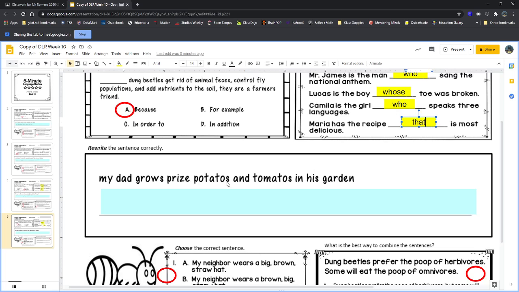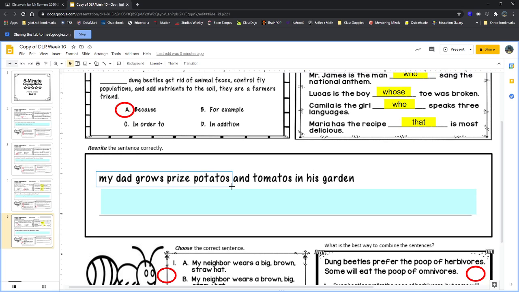So if I look at the first part of my sentence, my dad grows prized potatoes. I could check it. I believe that my volume is working. Can you hear me now? Yeah, I can hear you, Bailey. Okay.